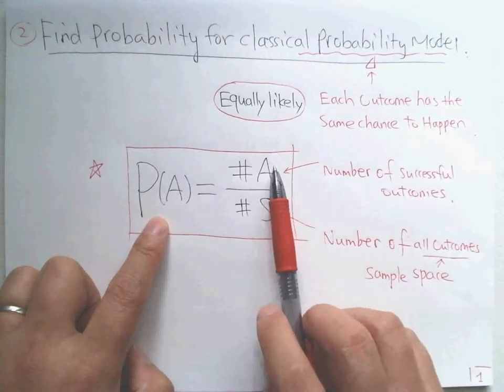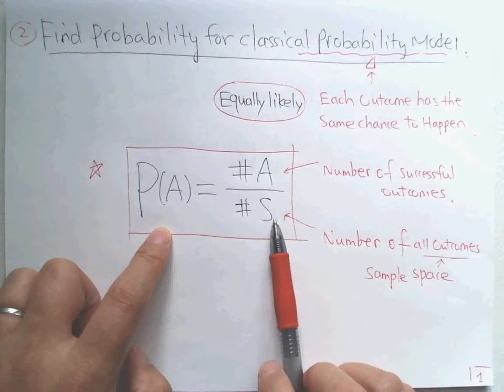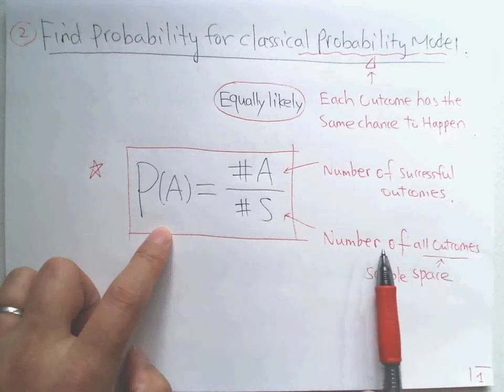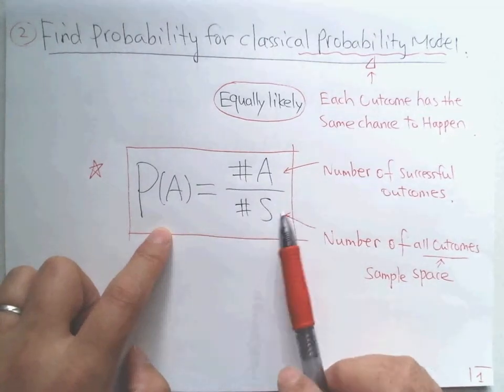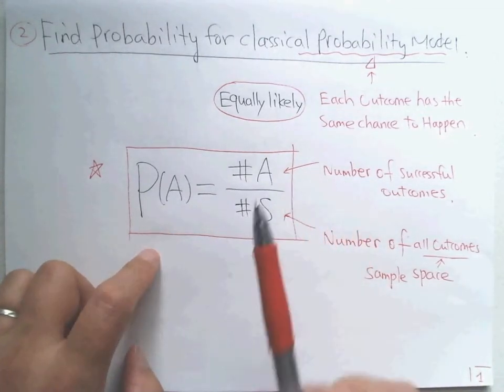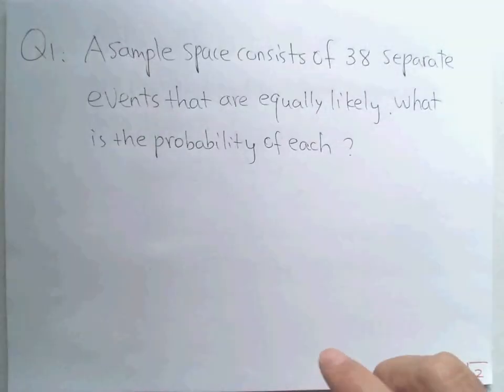What is the bottom? This is the number of S, the sample space. That means all the outcomes, the number for all the outcomes, or the number of the sample space. And the formula is super easy. We are going to find a few examples, and you will see.